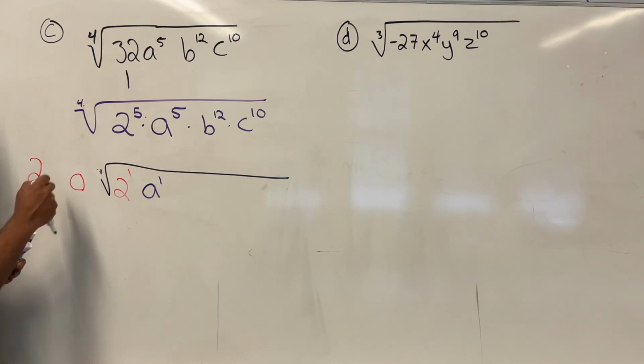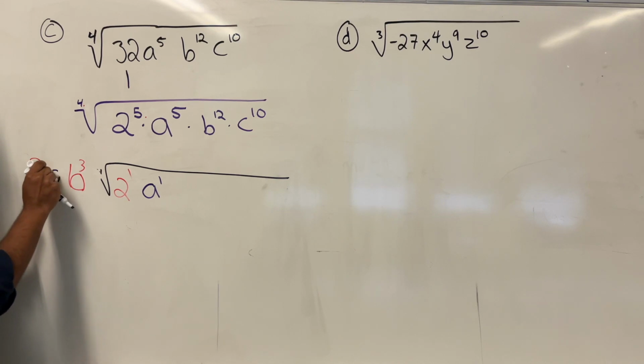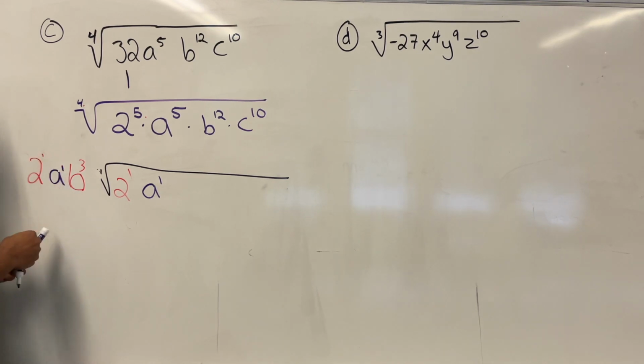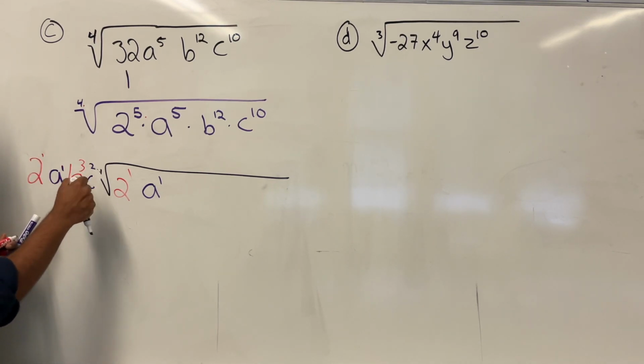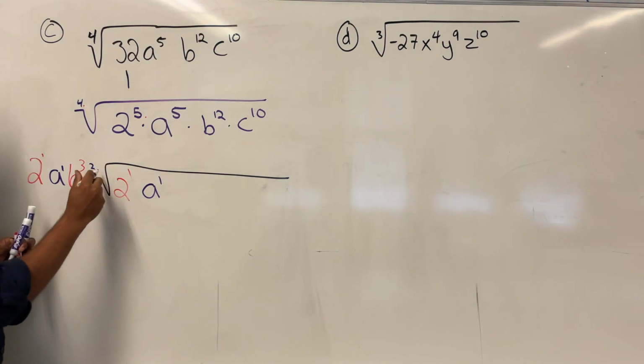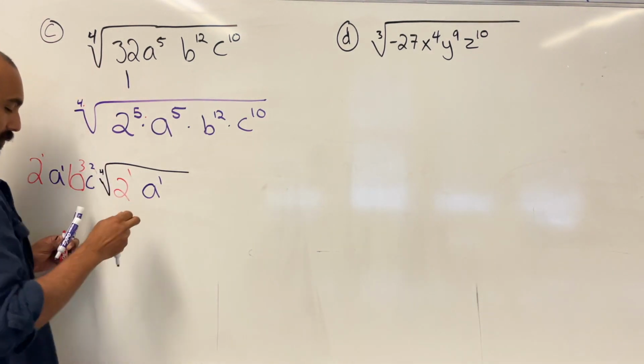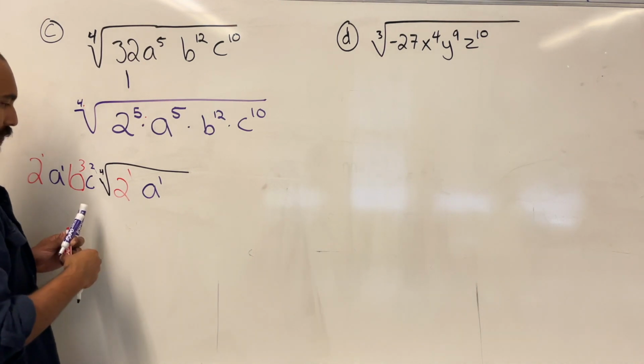And so every time I'm just looking to see how many go in, and then I'll leave the remainder on the outside of the exponent. So the remainder will go on the inside of the root. So here's my final solution. I'll write this a little cleaner.